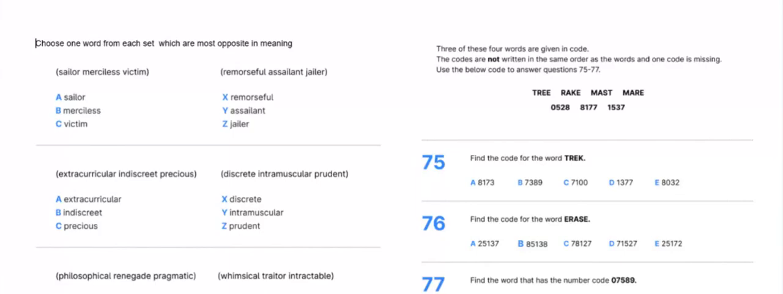So it tells you 3 of these 4 words are given in code. The codes are not written in the same order as the words, and 1 code is missing. Use the below code to answer the questions 75 to 77. Okay? So you have to figure out what each number means compared to each letter. So how would you go about figuring that out?